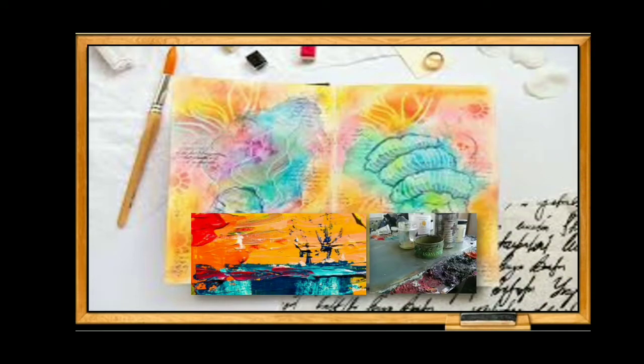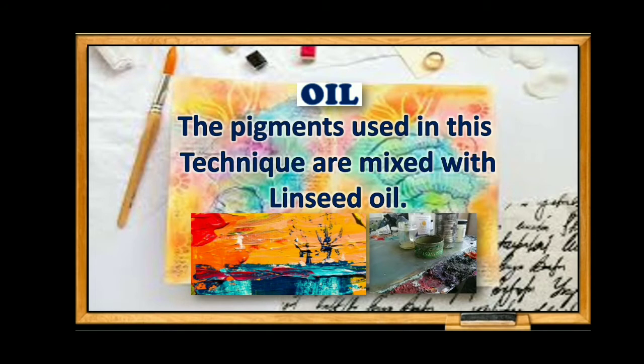And the last of the kinds of painting media is oil. The oil pigments used in this technique are mixed with linseed oil. The paint is applied to a stretched canvas that has been primed or sized with a coating of white paint. In oil painting, a variety of colors and textures can easily be obtained and errors can easily be corrected.